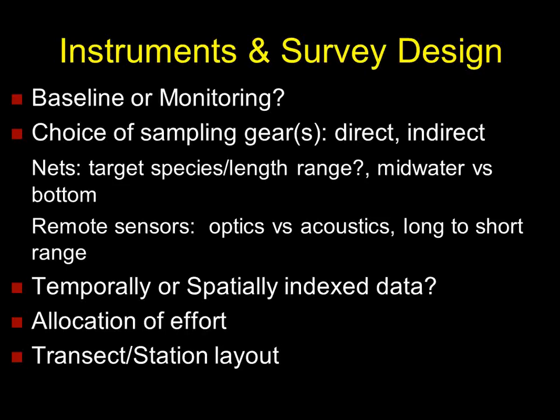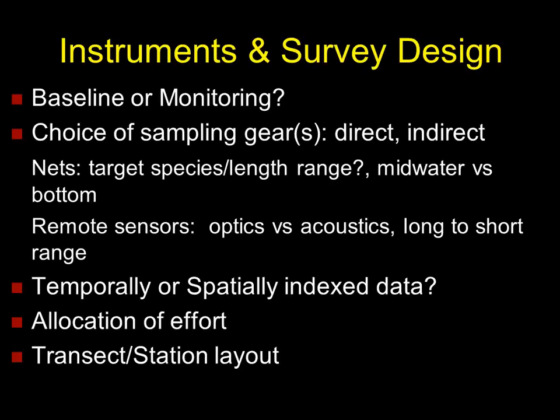For remote sensors, there is a range of long to short scale interests, both in detecting for probability of strikes and looking at movements of individuals and dynamics as they come through. Are you going to be collecting temporally or spatially indexed data? Do you have permanent or semi-permanent monitoring stations that look at a single spot over time, or are you going to be conducting surveys over the immediate and general area?